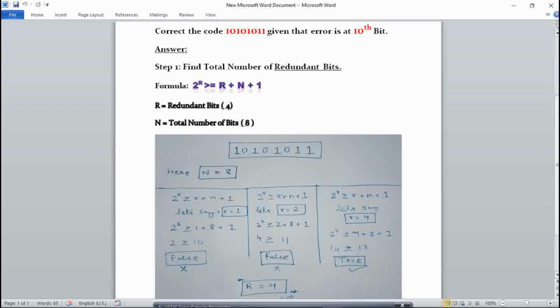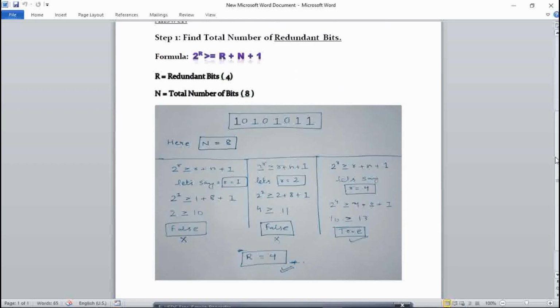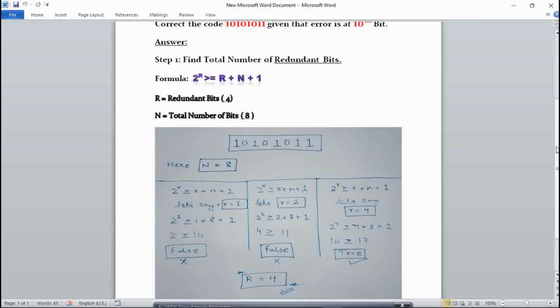So we have got r is equal to 4, which is total number of redundant bits are 4 here. So the total number of correct bits which sender wants to send is 8 plus 4, 12. Remember, the total number of bits which the sender wants to send is 8. This 8 plus 4 is 12. Now coming to the tables part, which is a very important step in this Hamming code. After completing this Hamming code step 1, now we will move to the further part, which is the tables part.